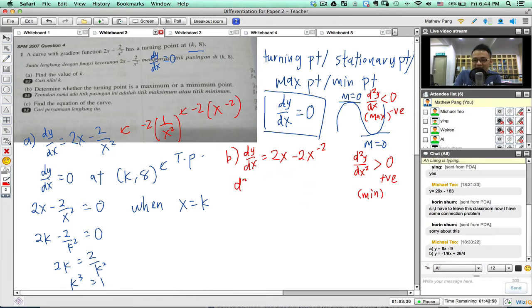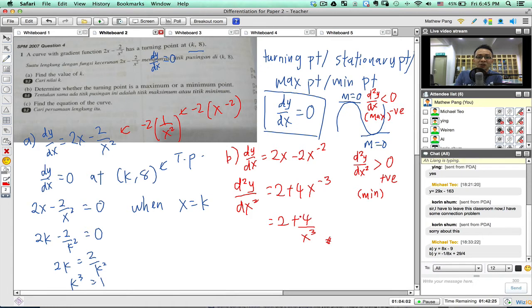Then I'm going to differentiate second time. d2y dx squared, I will got what? I differentiate 2x, I will got 2. I differentiate this one, will give me positive 4x to the power of negative 3, because move the negative 2 in front, and then minus 1, right? So negative 2 multiple negative 2 give you positive 4, and negative 2 minus 1 give you negative 3. Then I write it back in the fraction form, which is 2 plus 4 over x cubed. This is my d2y dx squared, mean I differentiate second time, got this one.